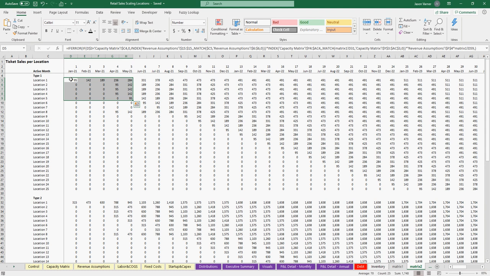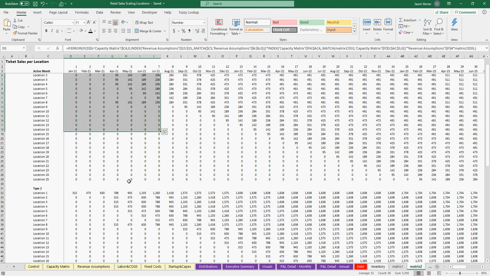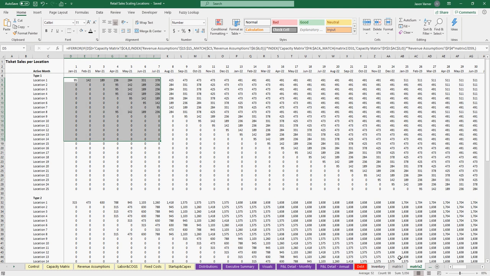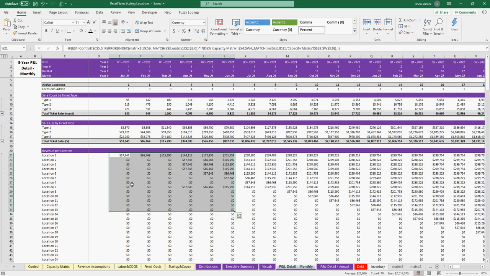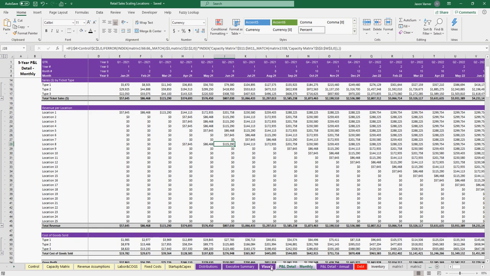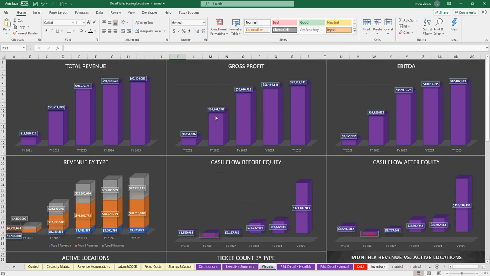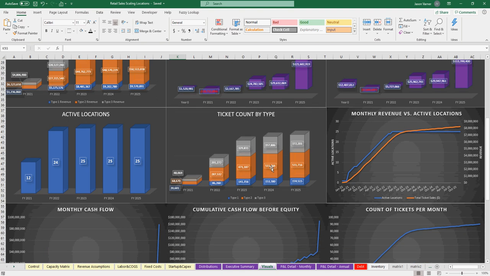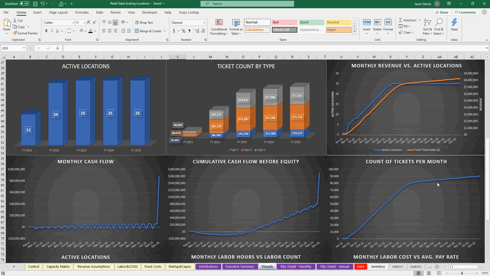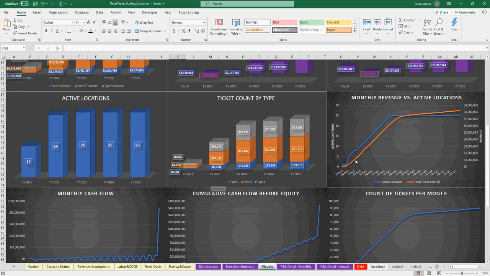Oh, I do by tier though, which is kind of hard. So I probably won't do that one, but I can do the monthly revenue by location, and I'll put that on some kind of a combo chart or something. But I just try to include the high level items here. Then you can see kind of cash flow and all the dynamic outputs of the assumptions. I tried to show their effects, like ticket counts, cash flow, active locations, monthly revenue.